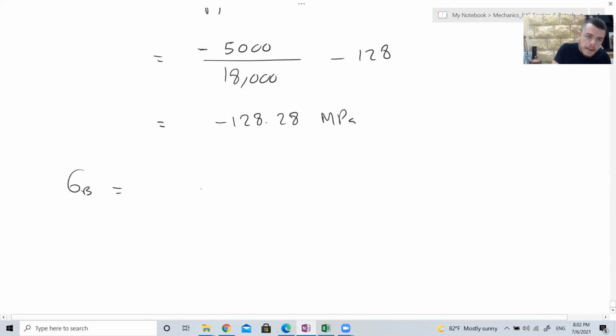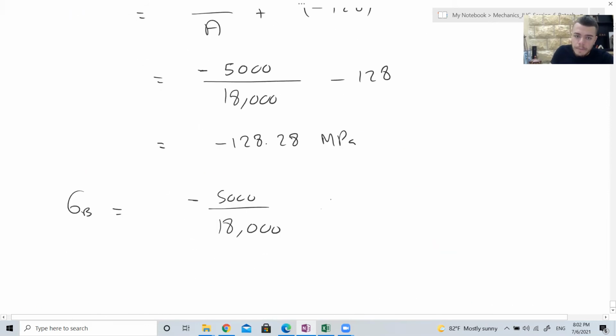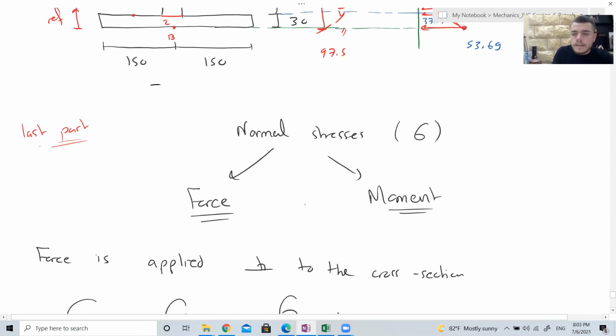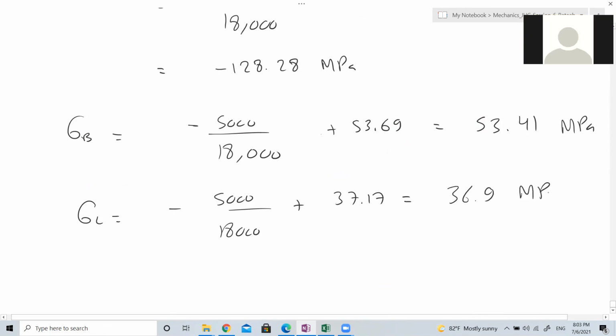What about sigma B? It becomes minus 5000 over 18,000 plus sigma B due to bending, which is plus 53.69. So it becomes 53.41. Sigma C becomes minus 5000 over 18,000 plus sigma at C, which is 37.17. Is it clear? Yes. Please make sure of the calculations that everything's good.